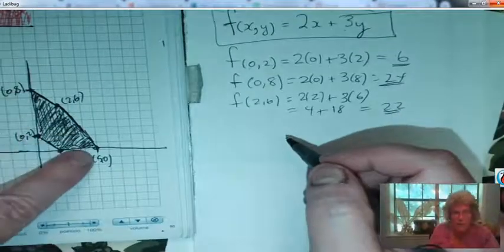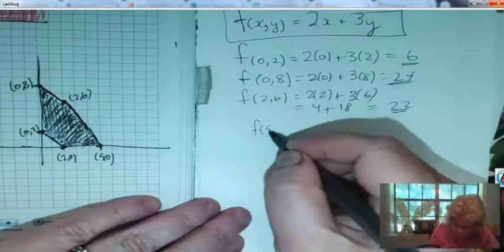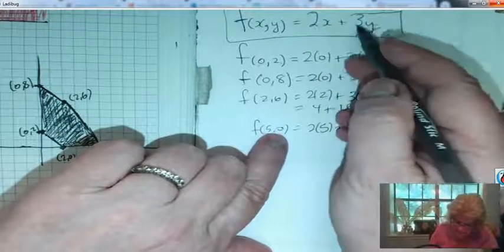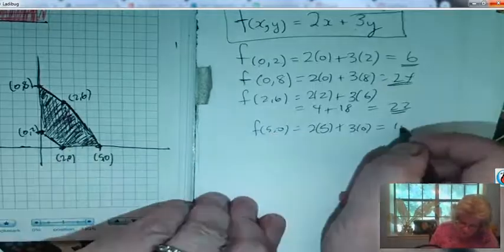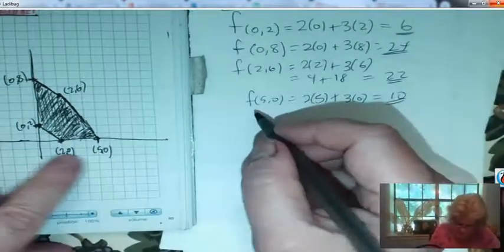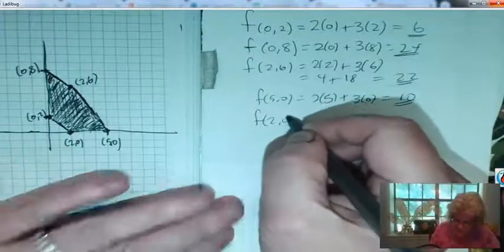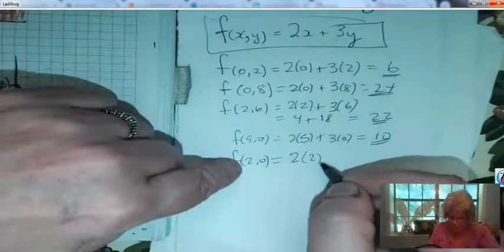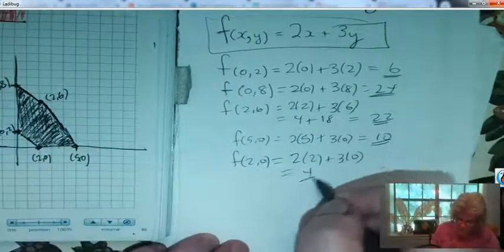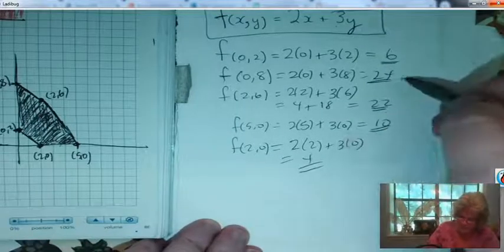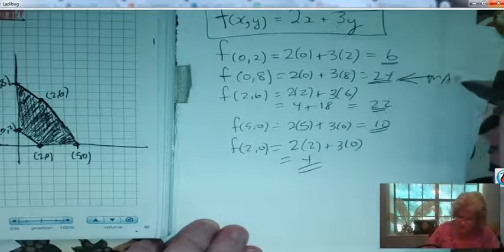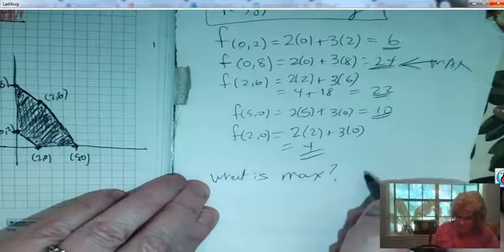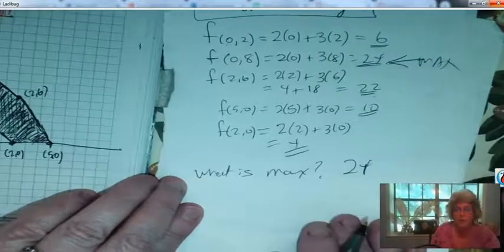Then continuing, I come to 5, 0. So I'm going to have 2 times the x coordinate plus 3 times the y coordinate. That'll give me 10. And then lastly, for this guy, I've got 2, 0, and according to this formula up here, it's going to be 2 times the x coordinate plus 3 times the y coordinate. Now, which is the maximum? That is my max. So, what is the maximum? The maximum is 24, okay?